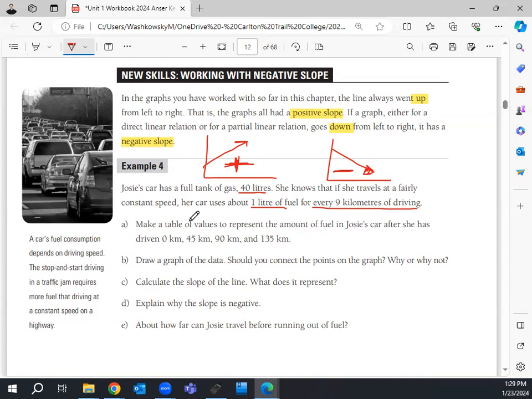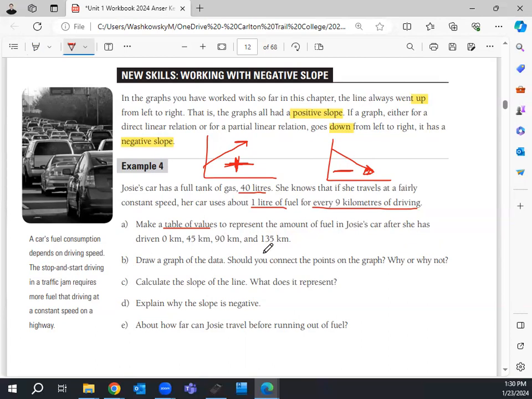So we're gonna make a table of values for this. We're gonna make a T chart to represent all 4 of these different values. Now, sometimes it might just tell you, make a table of values, period, end. In this case, they're giving us some example values. If you're not given any example values, you can make up your own.